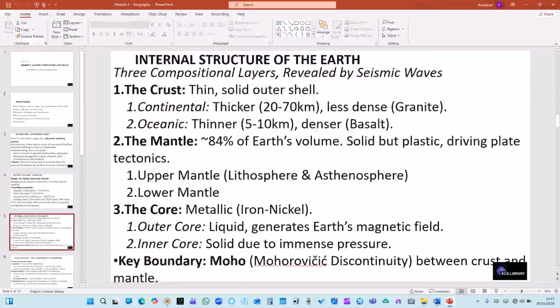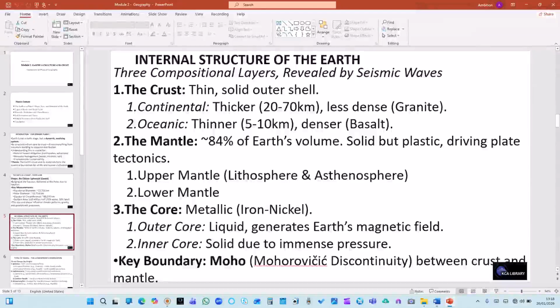Now let us look at the internal structure of the Earth. That's the composition. The Earth is composed of three compositional layers revealed by seismic waves. The first layer is the crust, which is the thin and solid outer shell.